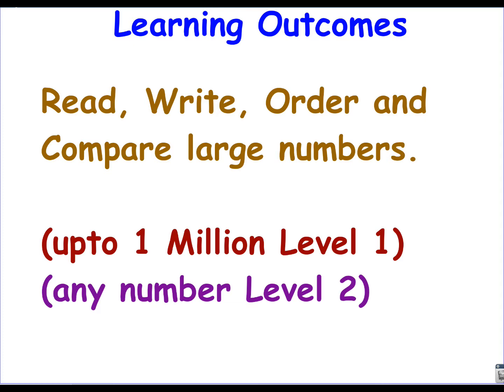The learning outcomes for this particular video are to be able to read, write, order, and compare large numbers. At level 1, we expect you to be able to do this up to 1 million, and at level 2, to be able to carry out these tasks for any number.